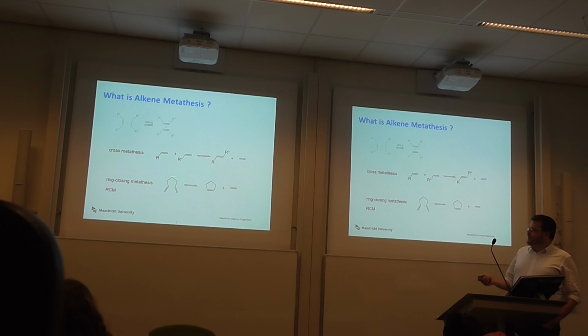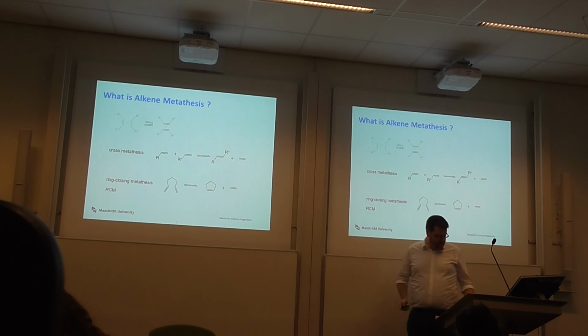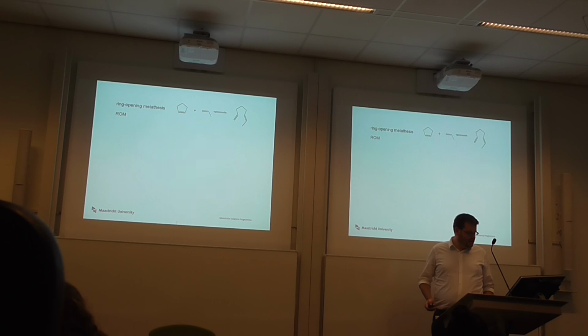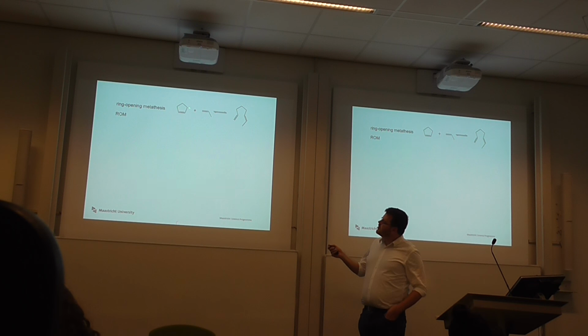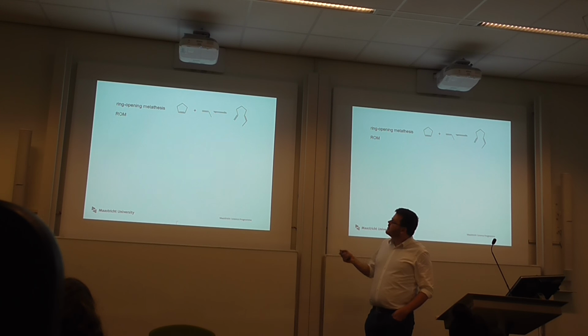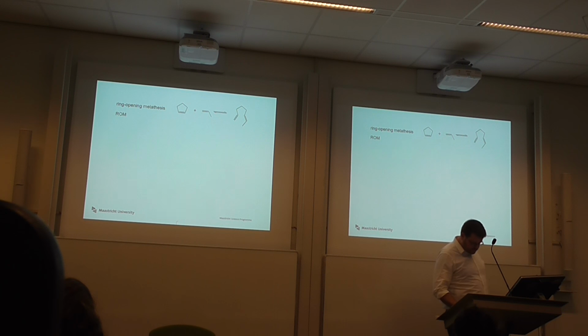The next variation on the theme is so-called ring closing metathesis, where you start off with a diene, perform metathesis, get closure of the ring and generate ethylene. The mechanistic details we'll look at momentarily. You have ring opening metathesis, ROM, where you start off with a cyclic alkene with another alkene, perform metathesis on that and you get a new product.